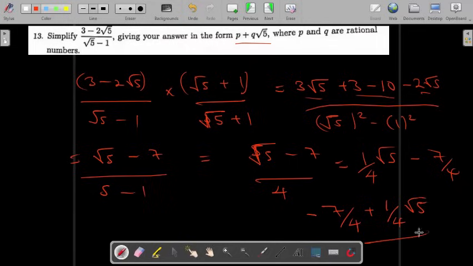And that is the form which they're asking for, saying P should be a rational number and Q also should be a rational number. And I can observe that negative 7 over 4 is rational, and also 1 over 4 is rational. And here the root of 5 is the one which is irrational. And of course, they did tell me my root of 5 should be there. So that's how I get that value there.